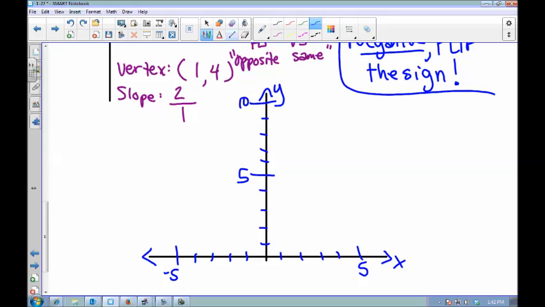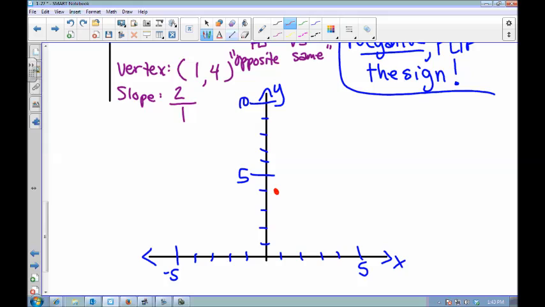Okay, the first thing to graph. On the last one we did the y-intercept, but on this one we know the vertex. So that would be our first thing to graph. Susanna, what was the vertex again? 1, 4, good. So we go from the origin, we go right 1, up 4.